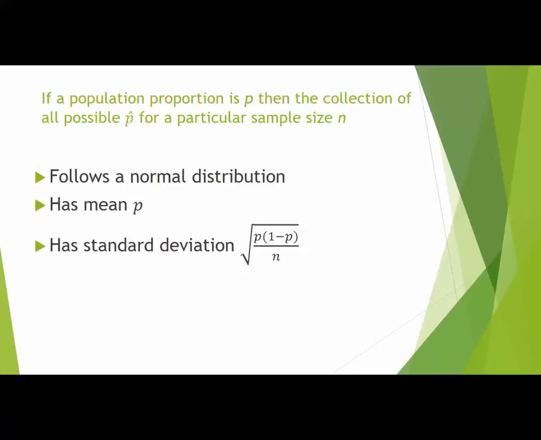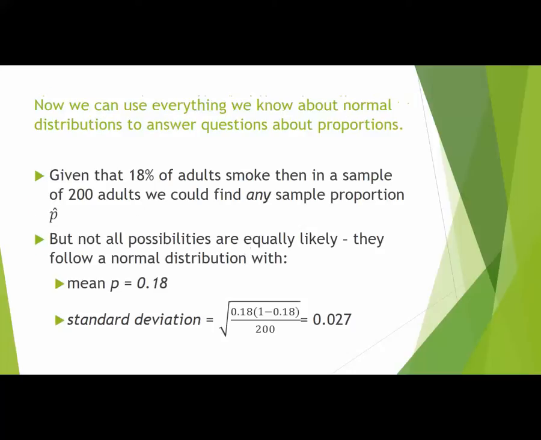If a population proportion of interest is P, then if you look at the collection of all sample proportions P hat for a particular sample size, this is called the sampling distribution of the proportion, the collection of all possible P hat for a particular sample size. This follows a normal distribution. It has mean P and standard deviation square root of P times 1 minus P over N. And now we can use everything we know about normal distributions to answer questions about proportions.